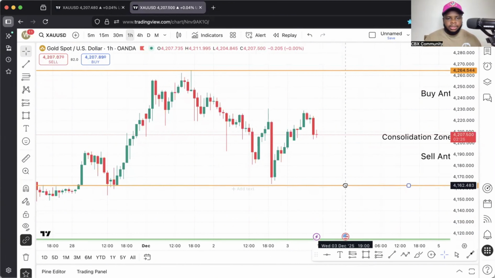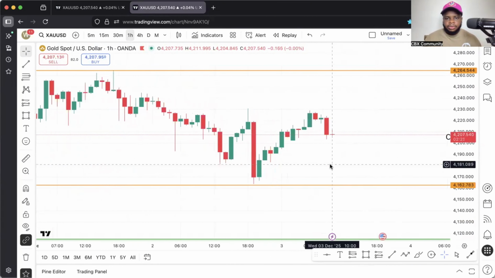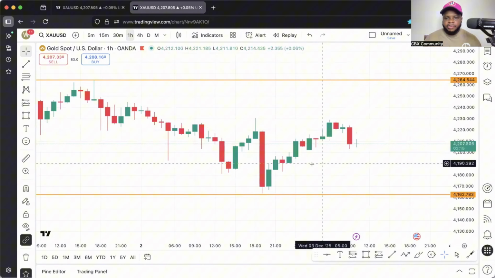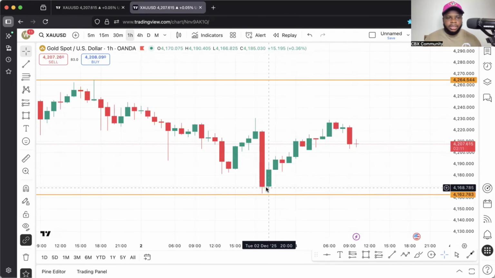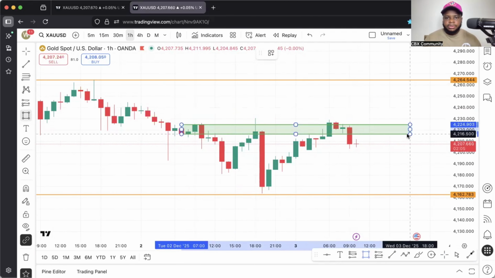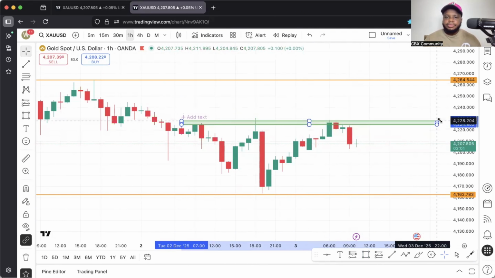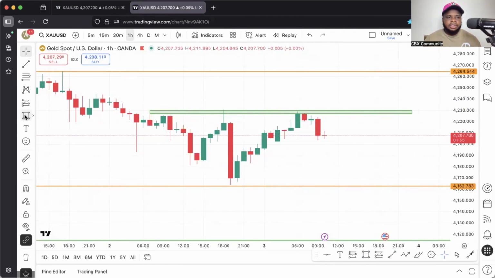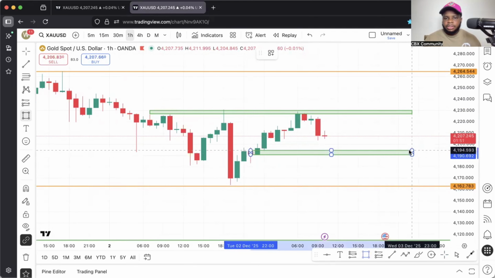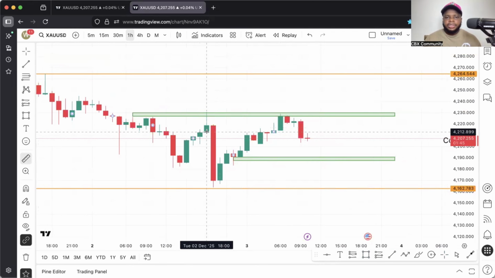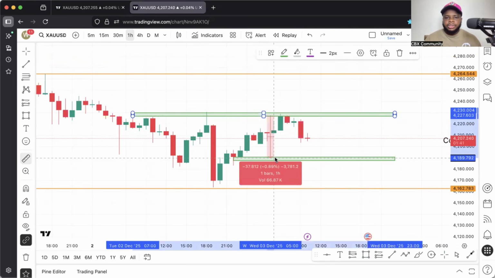Let's adjust this here. So we have a resistance zone over here, and we have a support zone and a support zone over here. So let's identify this resistance zone over here. Then let's identify this support zone over here. So let's measure from this resistance zone down to this support zone. We are looking at 375 pips.